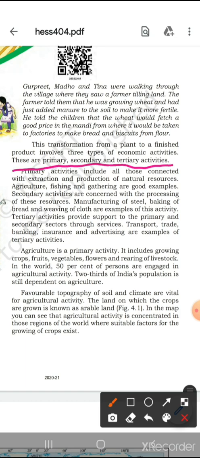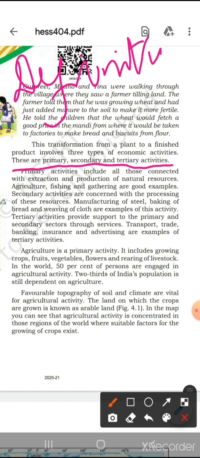Now, children, you have to write the definitions of the following terms in your notebooks, though you'll get the PDF, but still. First was the definition of agriculture. Now this is second: in how many parts are economic activities divided? When we talk about the division of economic activities, we have 3 broad categories, that is primary, secondary, and tertiary.